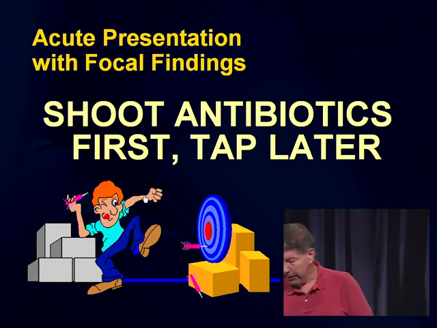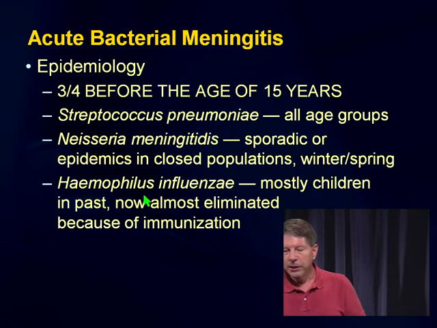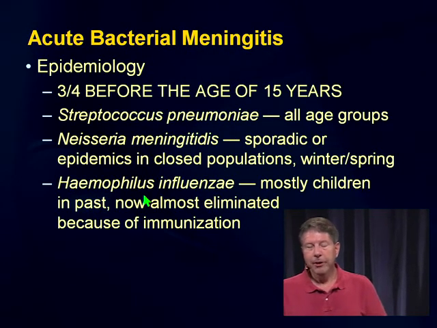All right, most cases of meningitis in the U.S. occur in kids. Three-quarters of cases are before the age of 15. Strep pneumo is number 1. Meningococcus is number 2. Haemophilus is gone.